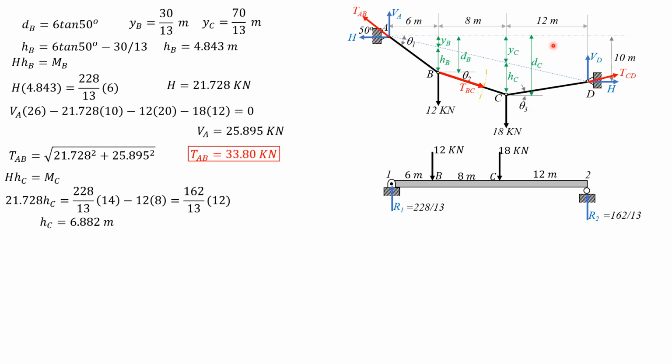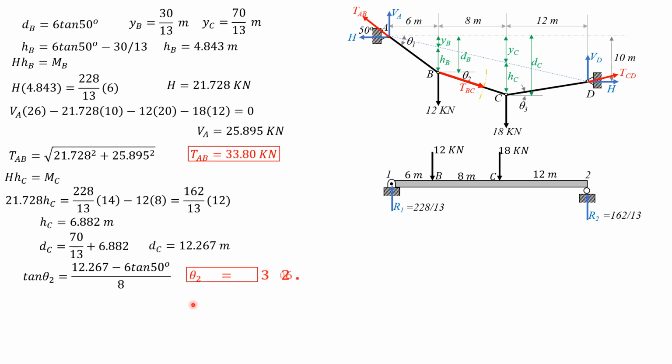Having found H sub C, we can now compute D sub C, which is H sub C plus Y sub C. So D sub C is 70 over 13 plus H sub C, which is 6.882. So D sub C is equal to 12.267 meters. We can now compute theta 2: tangent theta 2 equals D sub C, 12.267, minus D sub B, 6 tangent 50, all over 8. So theta 2 equals 32.60 degrees, just like before.